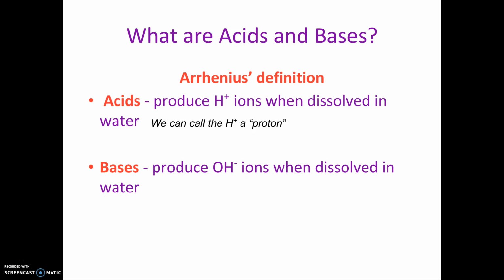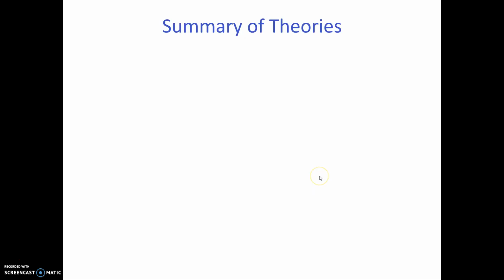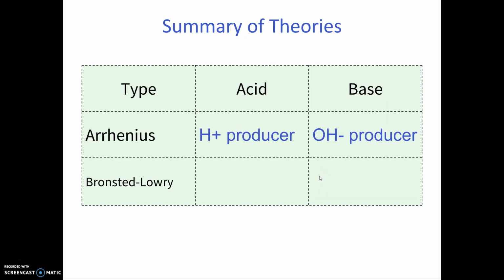We also call the H+ a proton, and that actually makes sense because it really is a proton. A hydrogen atom would have one proton and one electron, but when you have an H+ ion, that means you've lost that electron. So really all that's left is a proton. You can say you have H+ ions in solution, or you can say there's a proton in solution, because it's really the same thing. So here's what we've got so far: H+ producer, OH- producer, acids and bases.